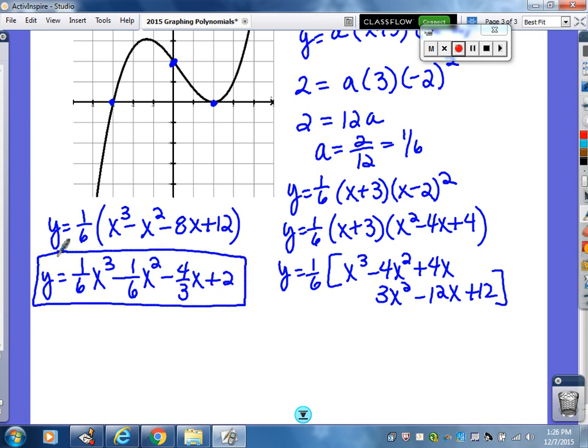Here again, make sure you have a y equals or f of x equals. Alright, if you have any questions, please make a note here, and I'll see you in class.